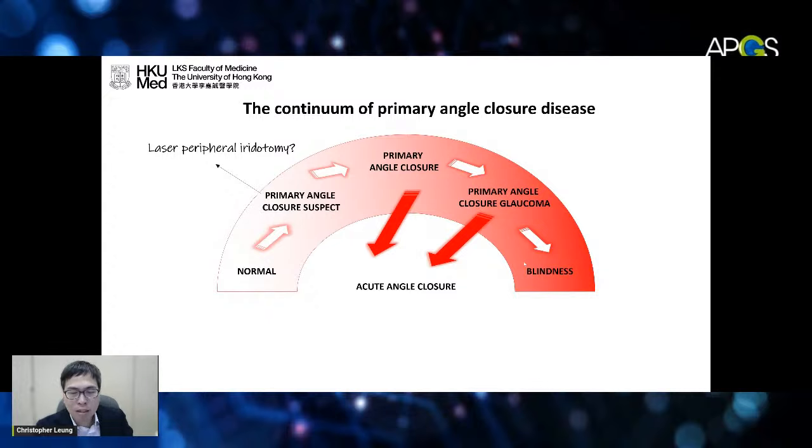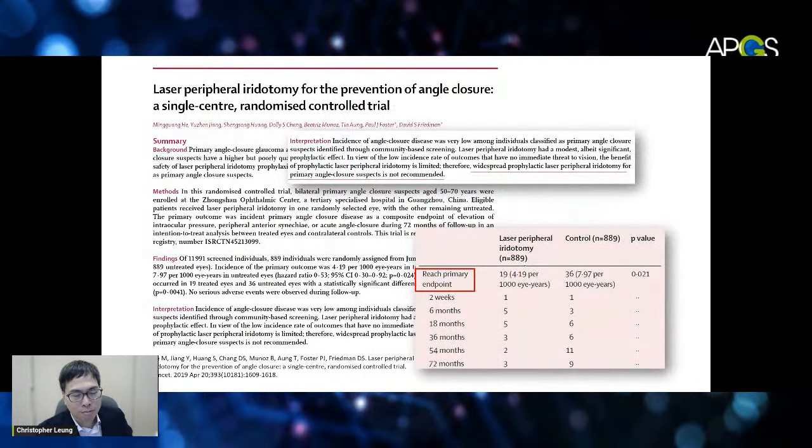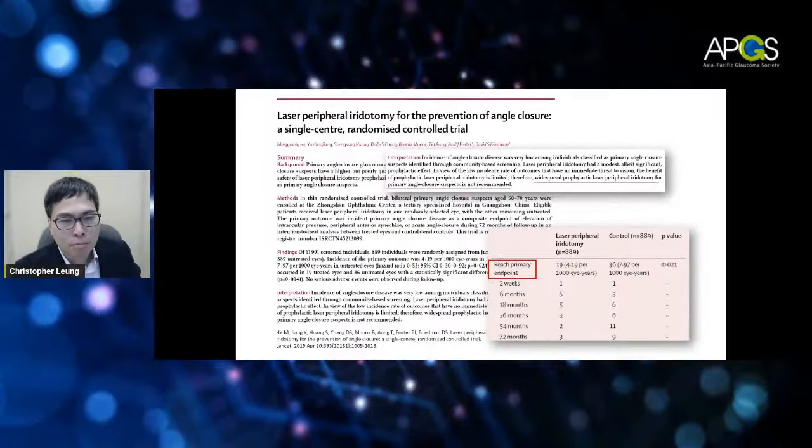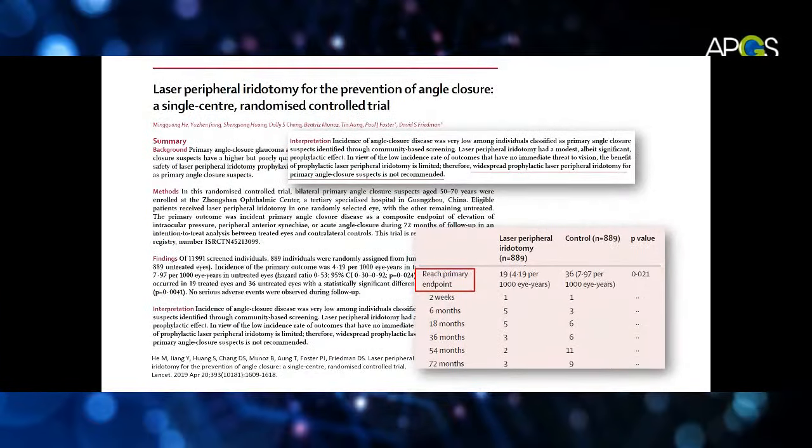The EAGLE trial also demonstrated that we can perform lens extraction for these individuals. But less is clear about how we should manage patients with primary angle closure suspect. The SAP trial, a clinical study performed by Mingguang He, provides some important insights into whether LPI is useful in patients with PACS.